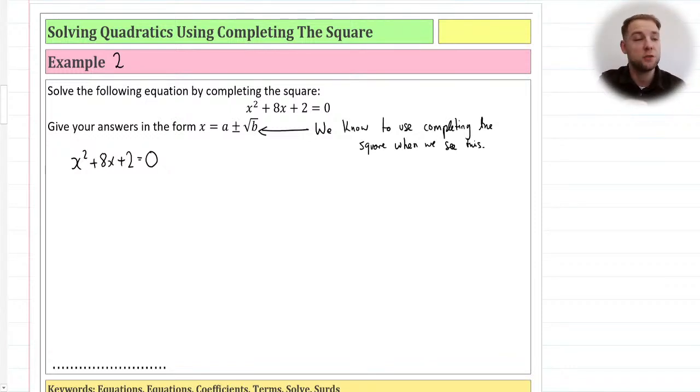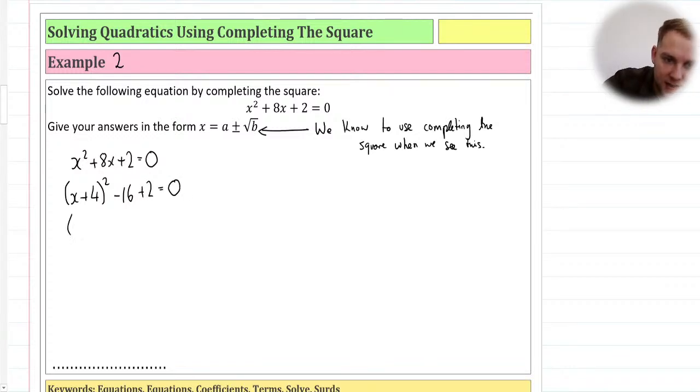So the first thing I need to do is the complete the square method, don't I? So I halve the middle number and add it to x in a square bracket. So it's going to be x plus 4 all squared. And then I square that number inside it and subtract that. So minus 16 plus 2 is equal to 0. I then write this out. So x plus 4 all squared minus 14 is equal to nothing, 0.